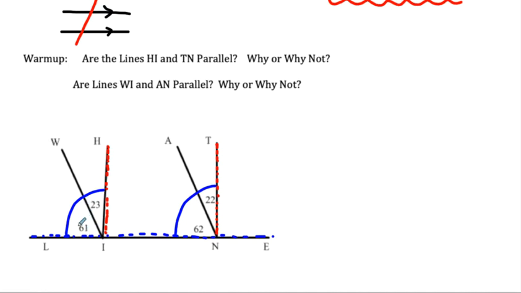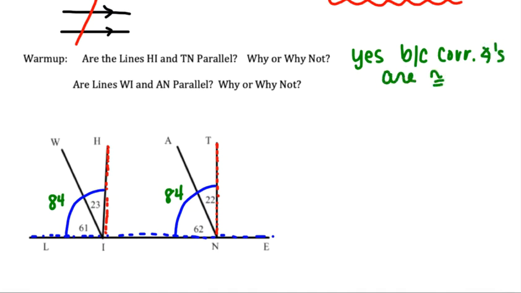61 and 23 gives me 84. And 62 and 22 gives me 84. So corresponding angles are congruent. So yes, HI and TN are parallel because corresponding angles are congruent.